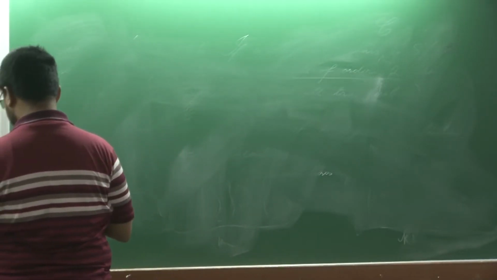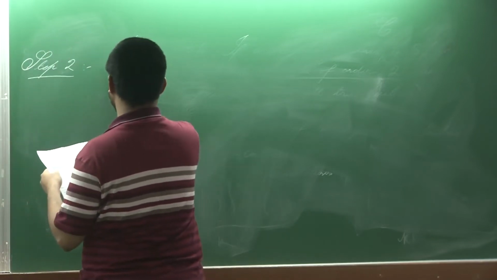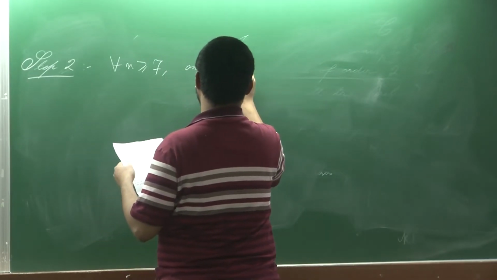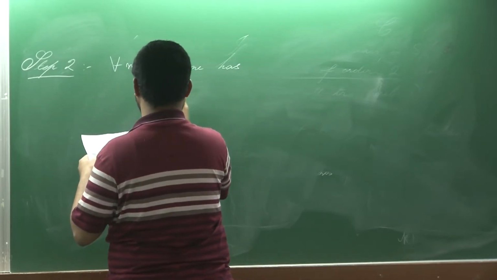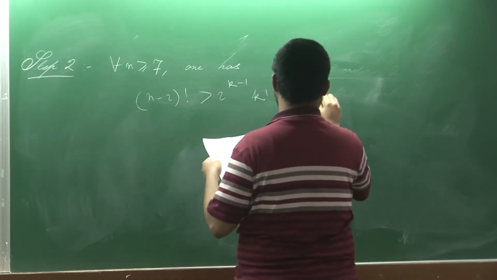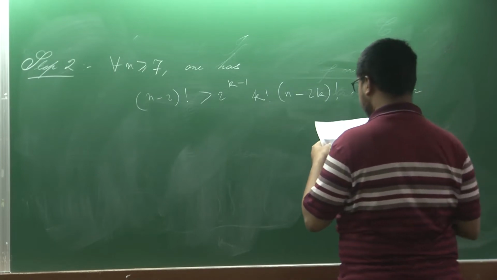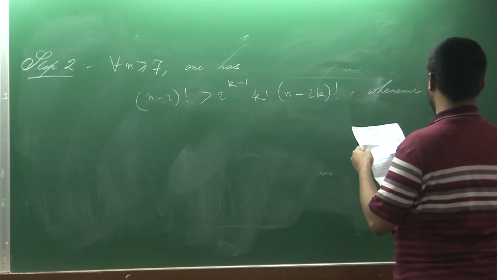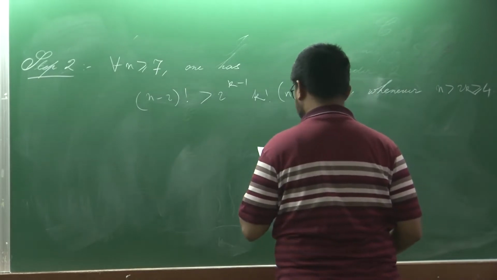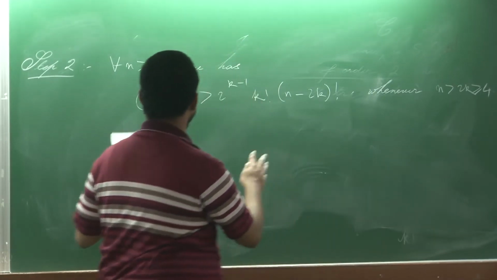So now with step 2 we show that for every n greater or equal to 7, one has (n minus 2) factorial bigger than (n minus 1) to the power k minus 1 times k factorial times (n minus 2k) factorial, whenever, of course, n is greater than 2k, which is greater or equal to 4, that is, k is at least 2. So this is what we will be proving now.